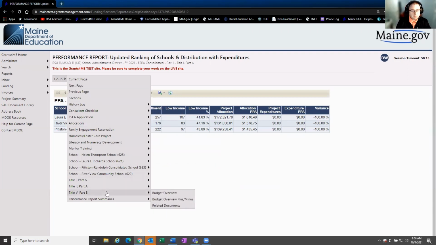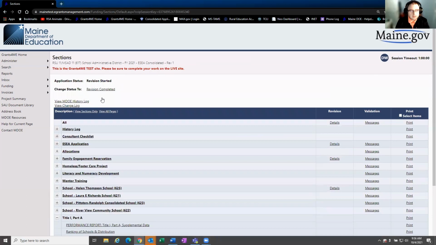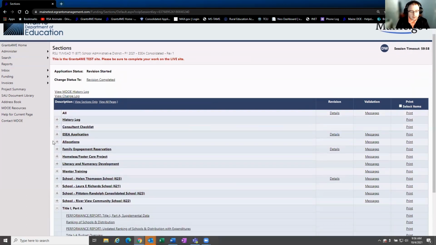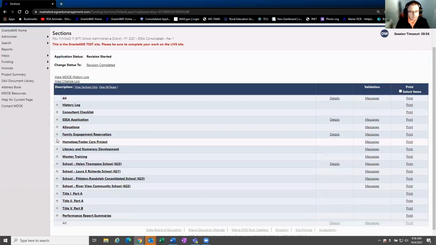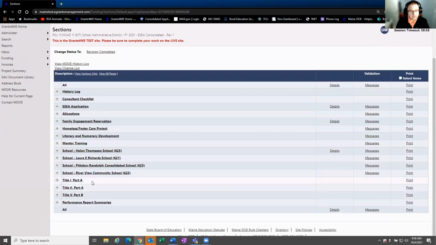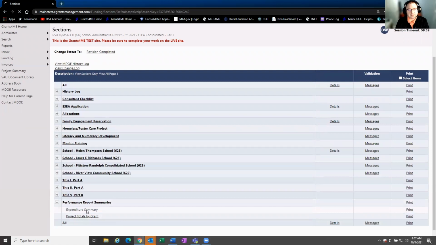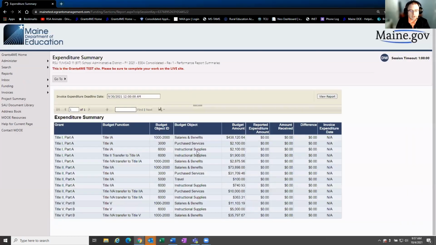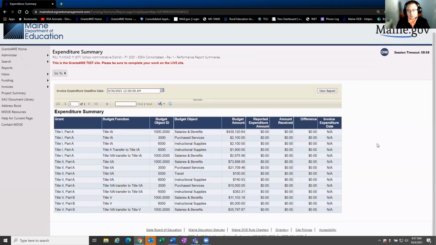The next page that we're going to look at, I'll go back to sections, is the expenditure summary. So again, I'm going to scroll down. I'll go ahead and collapse Title 1. And at the very bottom here, there are these performance report summaries. And the first one is the expenditure summary. And so when I go in here, this is actually going to give me a breakdown by reported expenditure amount and by the amount received.